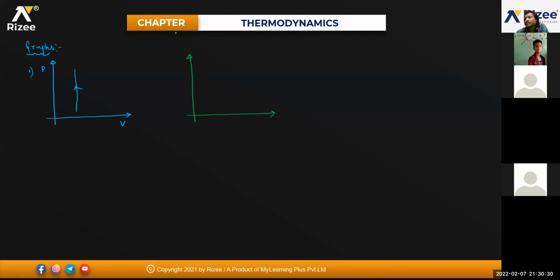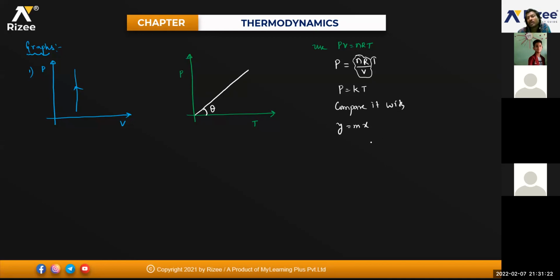So if I'm taking the next graph right now, P versus temperature graph, pressure versus temperature. Use PV is equal to nRT, beta. We need to draw the graph between P and T. So P will be equal to nR into T divided by V. This whole term is right now a constant, because n is a constant, R is a constant, volume is also constant. So P is equal to KT. Compare it with y is equal to m into x. On y-axis pressure, on x-axis temperature, so we'll get a straight line passing through the origin, making an angle theta. So your K value is equal to how much, beta? K value is equal to nR divided by V.